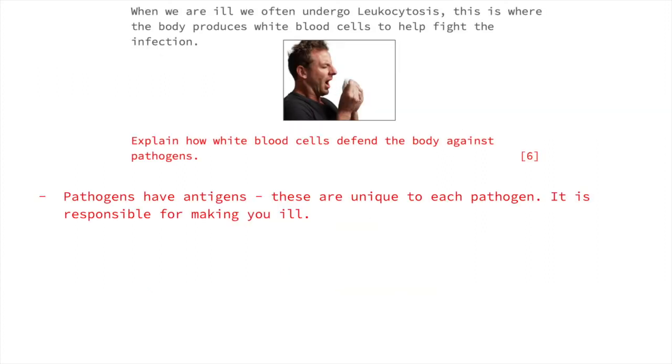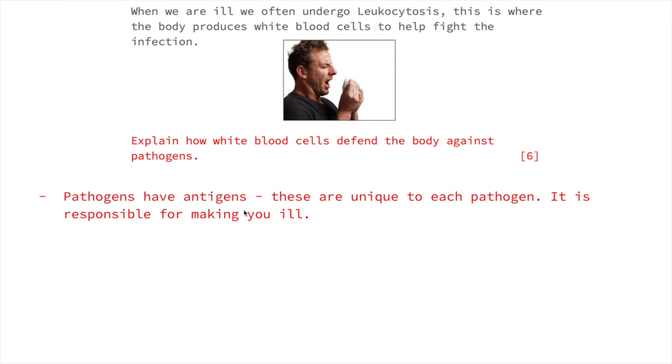So our first point to say is what pathogens are and how they make you ill. So pathogens have antigens. These are unique, and that is what's responsible for making you ill. Questions like this are tough. They'll go right up to an A star because they're looking for the best students to include lots of technical language. If you just say pathogens make you ill, you'll limit yourself. Saying antigens means that you can go on to the next bit.